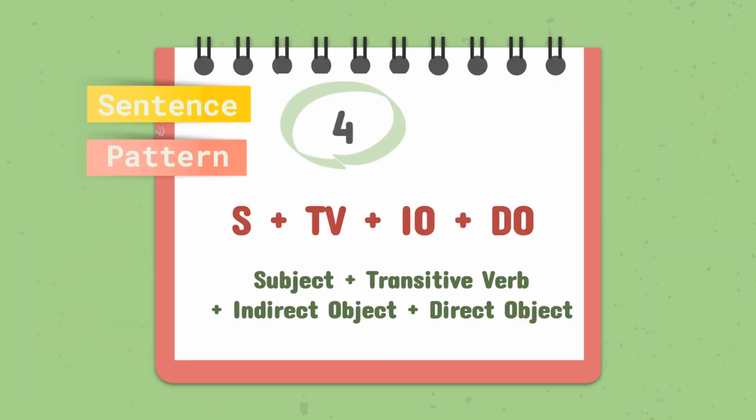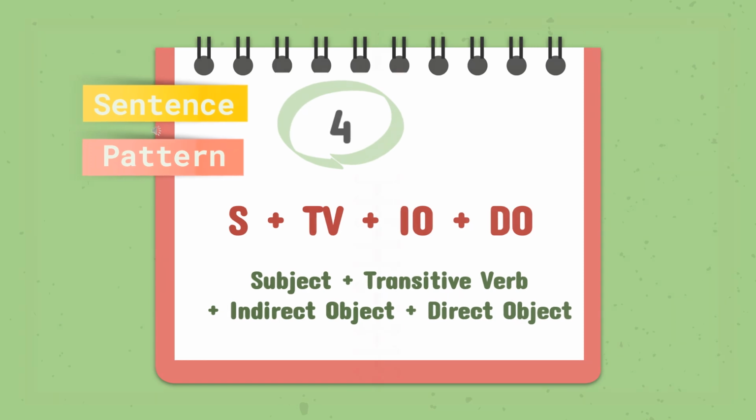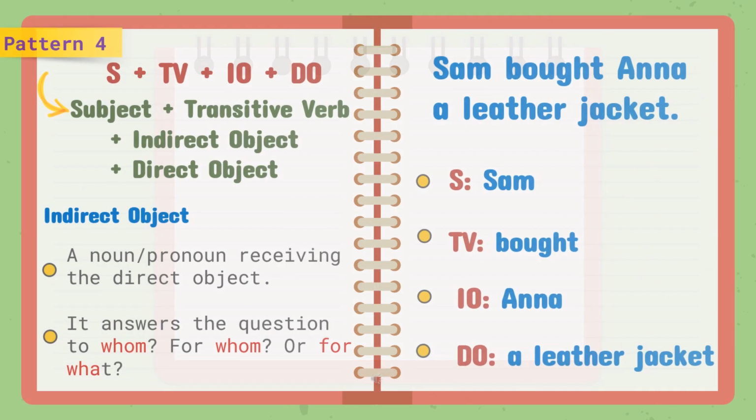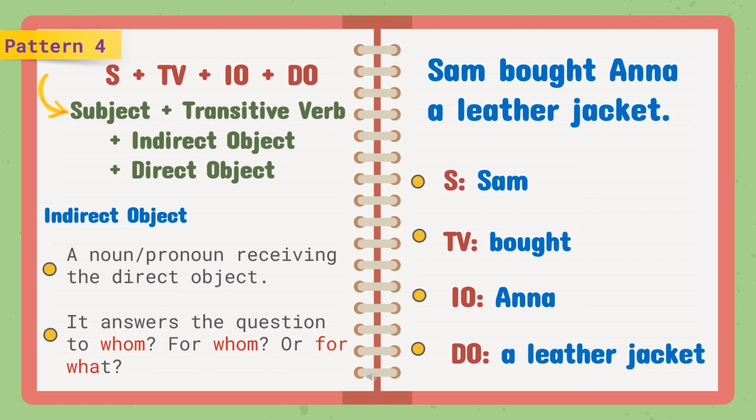The fourth sentence pattern is the STVIODO, where S stands for subject, TV for transitive verb, IO for indirect object, and DO is direct object. An indirect object is a noun or pronoun receiving the direct object. It answers the question to whom, for whom, or for what. Example, Sam bought Anna a leather jacket. Sam is the subject, bought is the transitive verb, bought whom? The answer is Anna, which is our indirect object. Bought what? A leather jacket then is our direct object.